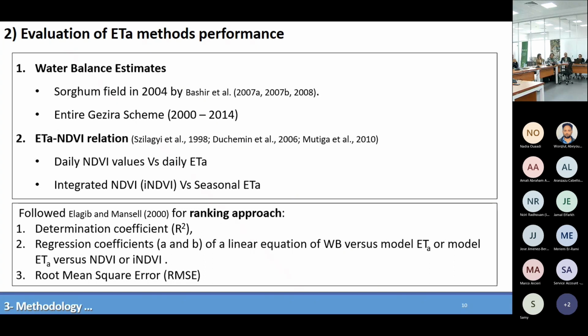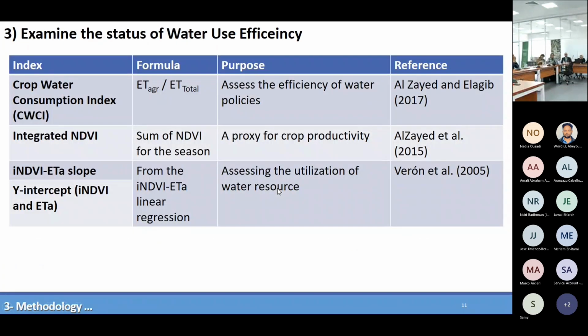Also, it is not only a comparison, but we have also set a ranking approach based on some statistical analysis. We ranked the parameters to select the right approach to be validated for the scheme. After that, we have also proposed some indicators. These indicators are used for assessing the water use efficiency over the scheme.